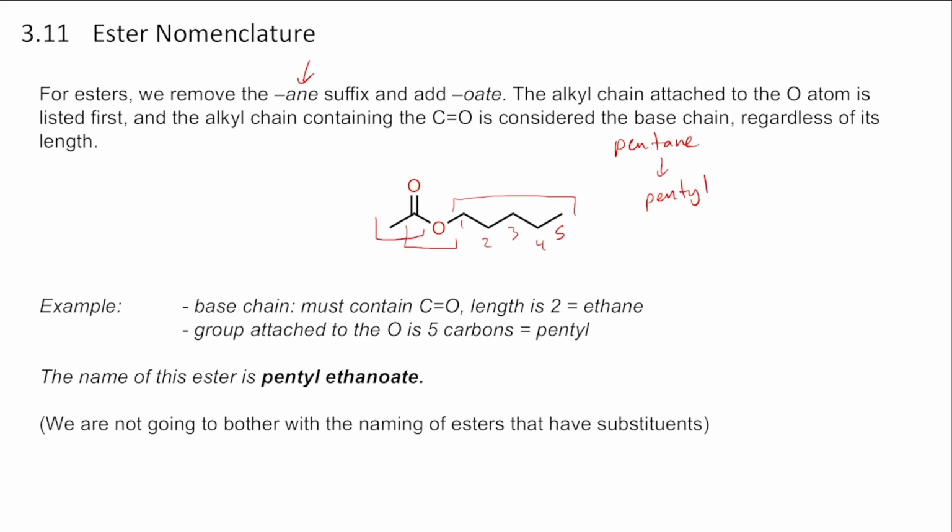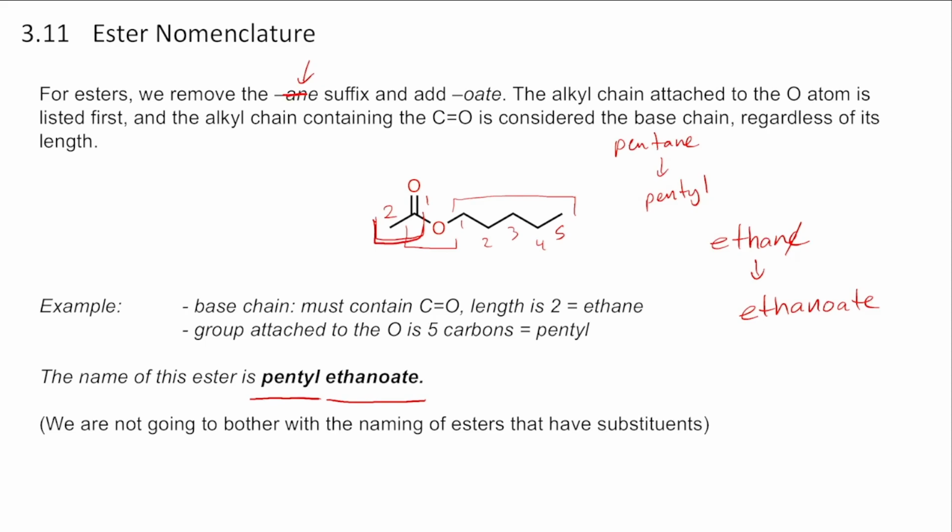The other part that has the carbonyl group has priority for the base chain. This has 2 carbons, 1, 2, and 2 carbons is ethane. What we do is we drop the ane and add oate. So the ethane for the base chain becomes, I guess we just drop the E, we don't drop the ane, we just drop the E: ethanoate. So we list the substituent first, which is pentyl, and then we have a space, and then we list the name ethanoate.